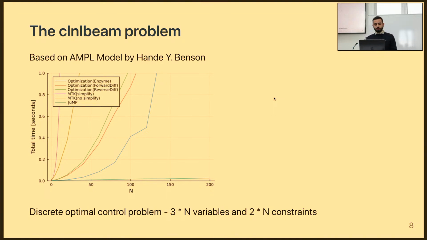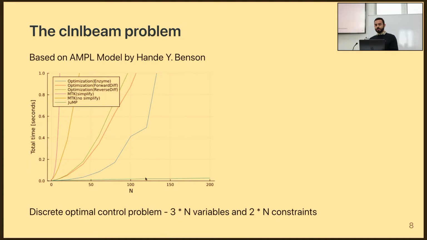Has there been any proof of that? Yes. So we have this benchmark problem called the CLNL beam problem, which is in our benchmarks in SciMLBenchmarks, and you can probably see there are two things to notice here. One is that Enzyme is winning over the other Julia automatic differentiation packages, being ForwardDiff and ReverseDiff, right?